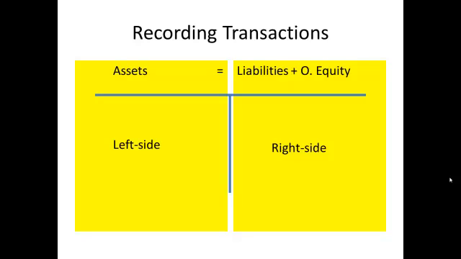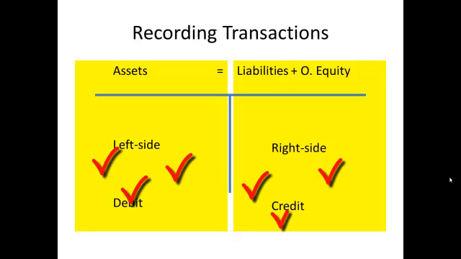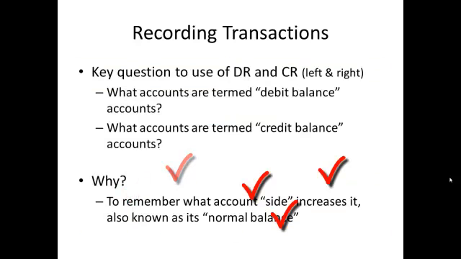Looking at our equation, left side, right side, we name the left side of any account the debit side, the right-hand side of any account the credit side. Now, within the categories of assets, within the categories of liabilities and owner equities, we have separate accounts. So we have multiple T accounts on the left side, multiple T accounts on the right-hand side. The key question in use of the debit and credit labels are what accounts are termed debit balance accounts and what accounts are termed credit balance accounts. Why? To remember what account side increases it, also known as its normal balance.